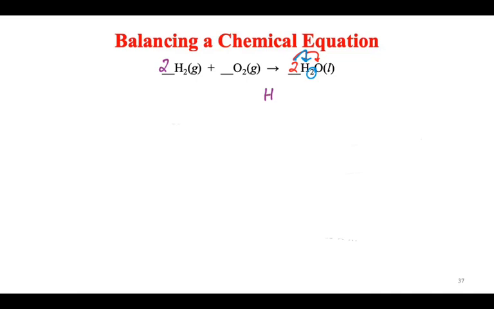Hydrogens on the left. Hydrogens on the right. Oxygens on the right. Oxygens on the left. What do you do now? You start over. Hydrogens on the right, 4. Hydrogens on the left, 4. Oxygens on the left, oxygens underneath, on the left, 2. Now what do you do?